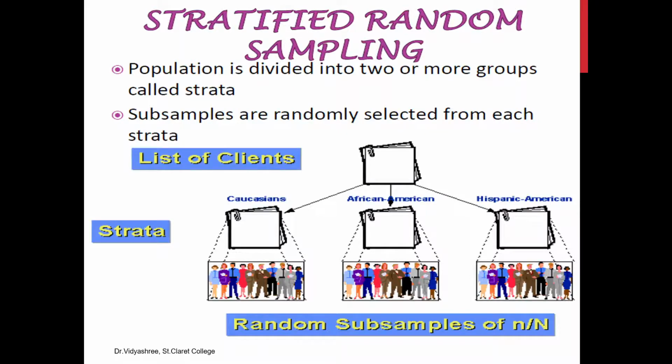The next type is stratified random sampling. Stratified is nothing but division. So stratified random sampling is that the target population is divided into two or more groups called strata. If the target population has some homogeneity, you're going to divide it into two or three more groups. The groups are called strata. From each group, you're going to select the subsamples randomly.